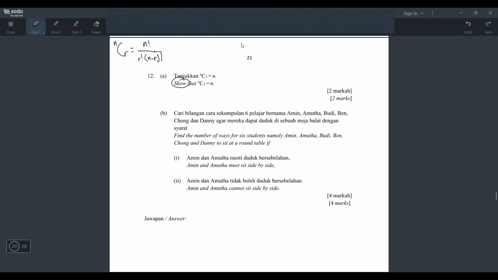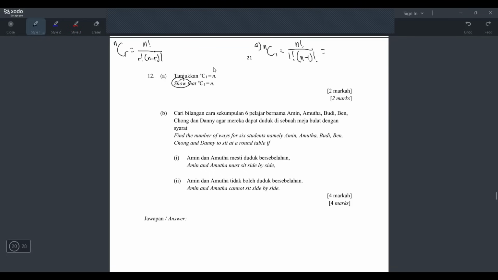So for my A, I'll just straight away write nC1 and use this formula. On top we must write n factorial, and n is the number on top. So for this question, the number on top is n, so n factorial. And then divide by r factorial, r is the number at the bottom. In my question, my number at the bottom is 1, so 1 factorial. Oh, and by the way, 1 factorial is actually 1. And then bracket n minus r, which is the top number minus the bottom number. So it will be n minus 1 here, and then factorial.